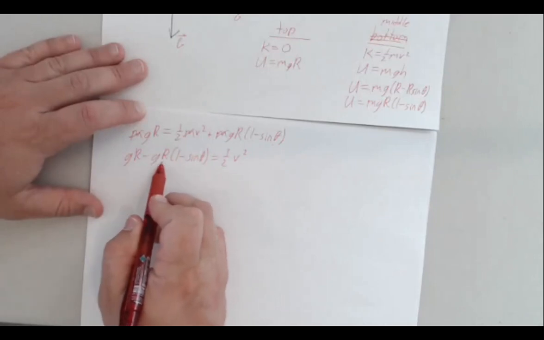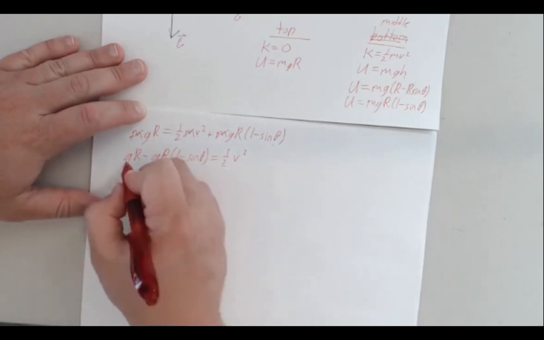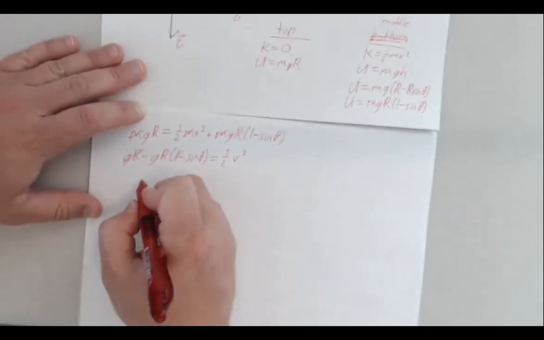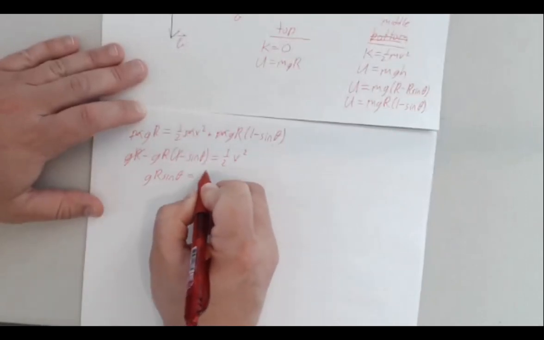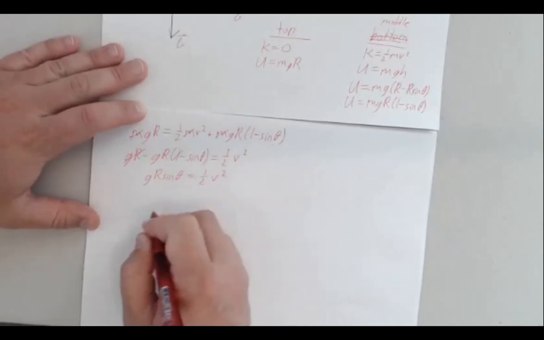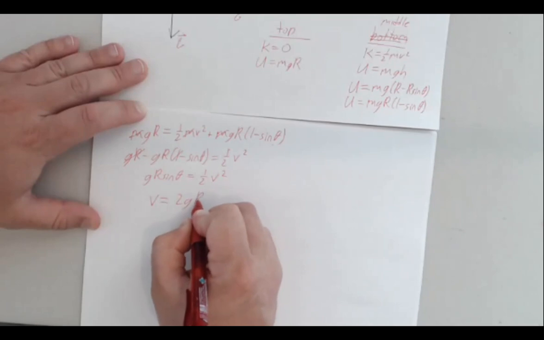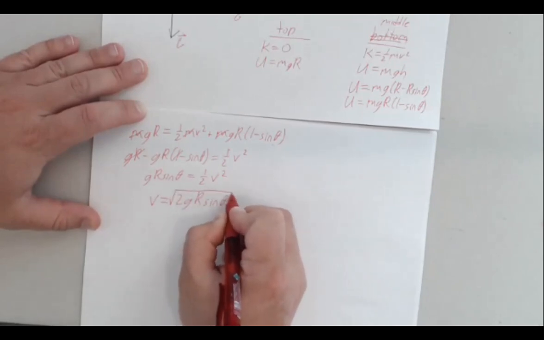And something cute happens here. This is gr minus gr. So this term and this term cancel. And all we're left with is gr sine theta equals 1/2 v squared, which means that our velocity is 2gr sine theta square rooted.